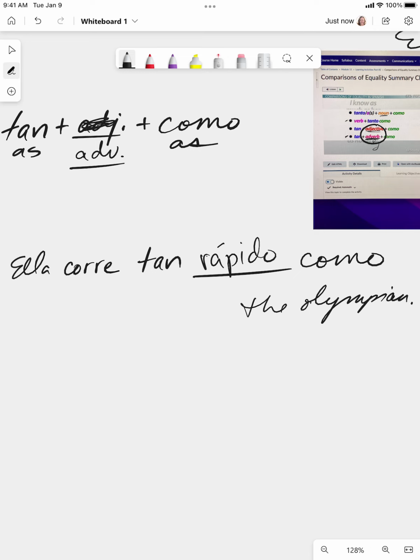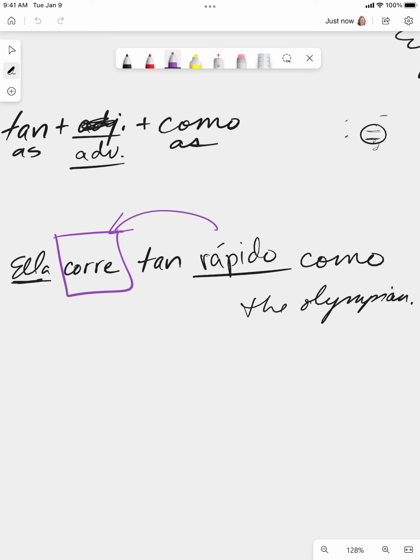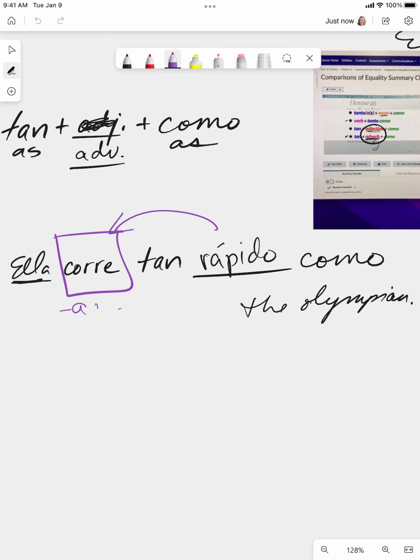All right, so right away a light bulb should go off and you say, but isn't rápido male? Okay, we are not describing how she is. We're describing how she runs, which does not have a gender or a number. Verbs don't match in gender and number. So we're not describing the girl here. We're describing how fast she runs. How does she run? Quickly. That's an adverb. Okay, so this is your adverb. Notice that tan and como stay the same as they did with an adjective.